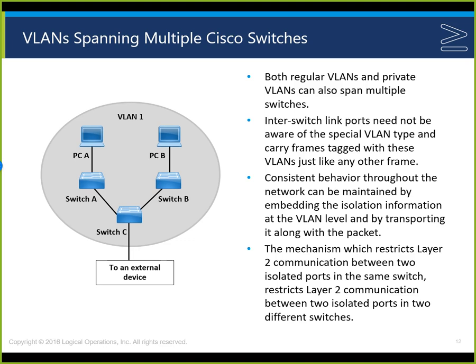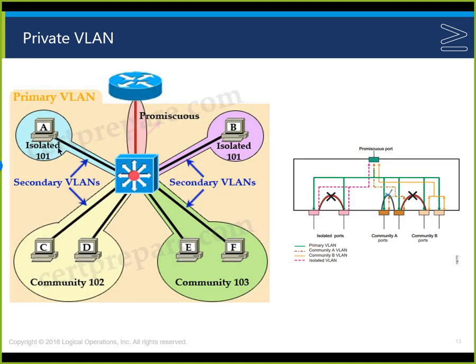Consistent behavior throughout the network can be maintained by embedding the isolation information at the VLAN level and transporting it along with the packet. So what we're going to do is put it into the layer 2 frame. Layer 2 communication between two isolated ports in the same switch restricts the layer 2 communication between two isolated ports in any two different switches. So again, isolated ports.